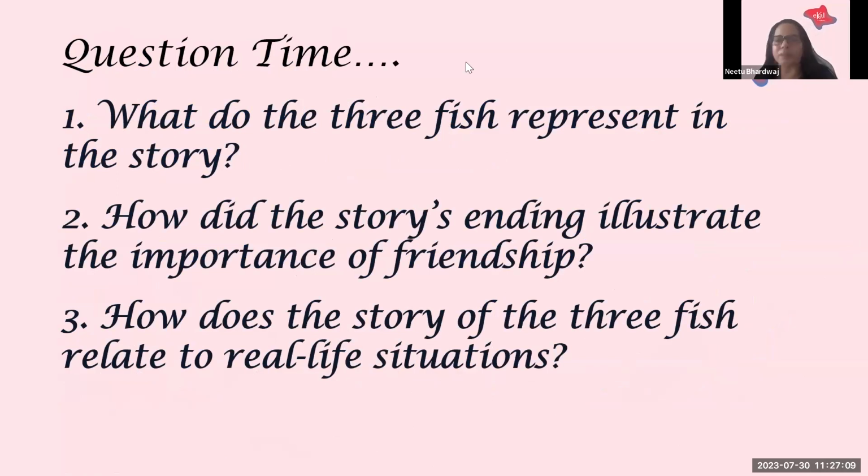The questions are: What do the three fish represent in the story? Second one: How did the story's ending illustrate? Illustrate means show. How did the story's ending illustrate the importance of friendship? The last question is: How does the story of the three fish relate to real life situations? How can you relate it to real life situations? So it's very, very important.